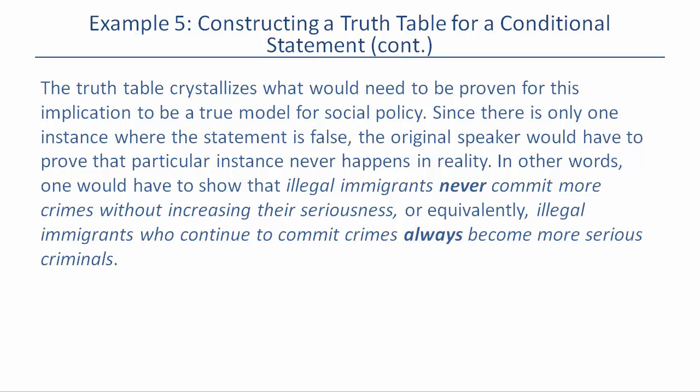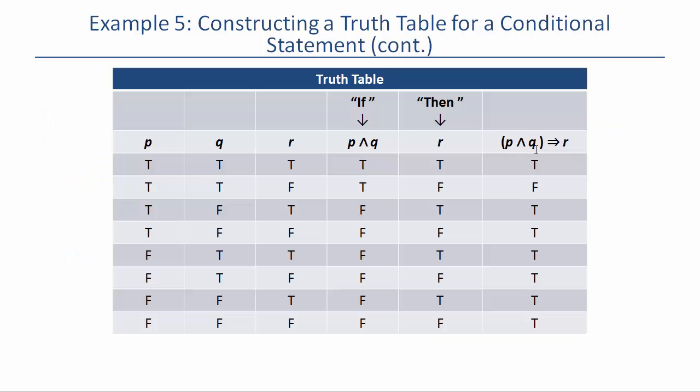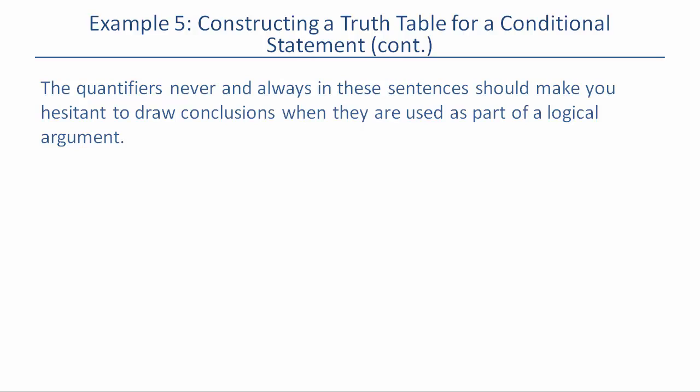Now, based on the truth table, we can see that this is not a tautology, and because it's not a tautology, meaning it's not all true, then we would say that the statement is not accurate. The quantifiers never and always in these sentences should make you hesitant to draw conclusions when they are used as part of a logical argument. Just keep that in mind, that never and always are absolutes, and it's very hard to have an absolute be true. The only time an absolute is true is when you have a tautology.